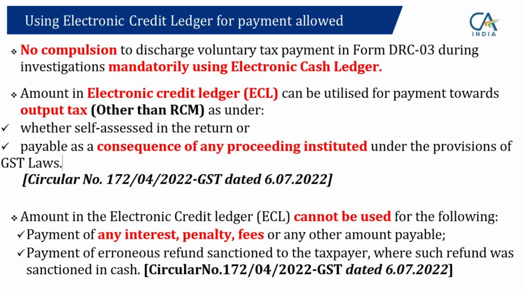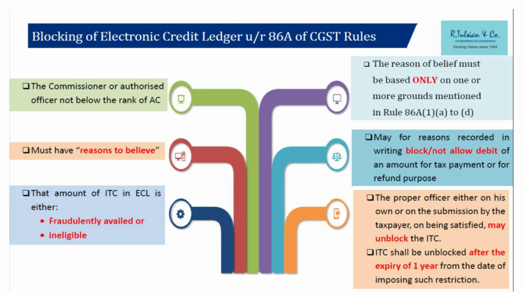Right? For interest, penalty, late fees, can we use credit ledger? No. That benefit will not be available. That is by cash. Right? Sir, blocking 86A. Credit ledger has been blocked. No show cause notice. No adjudication. No assessment. No communication. No reason.